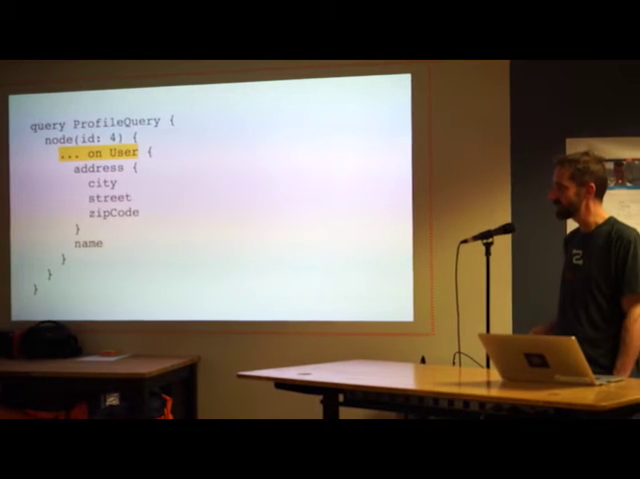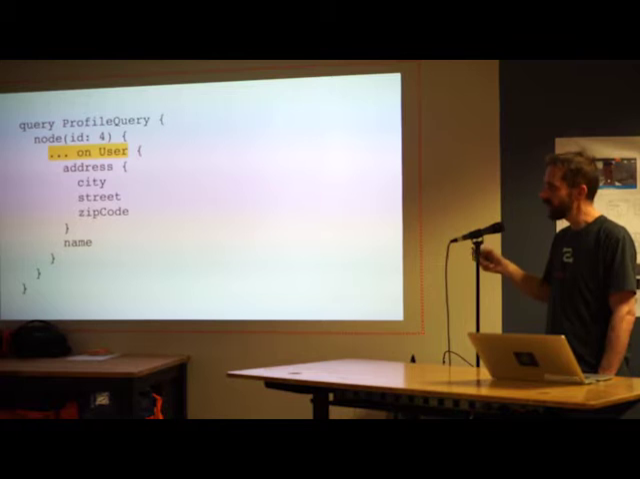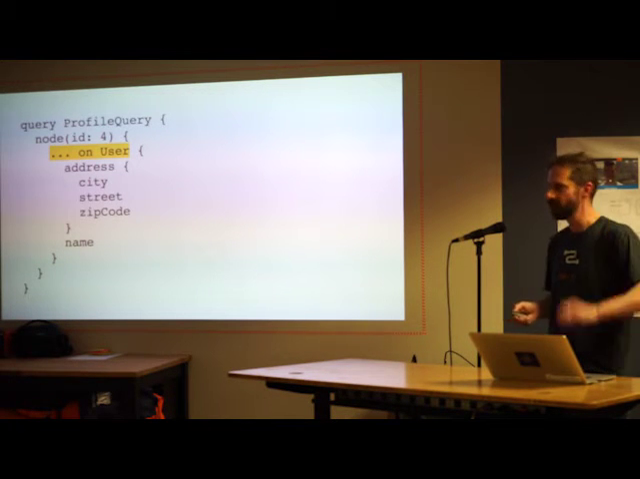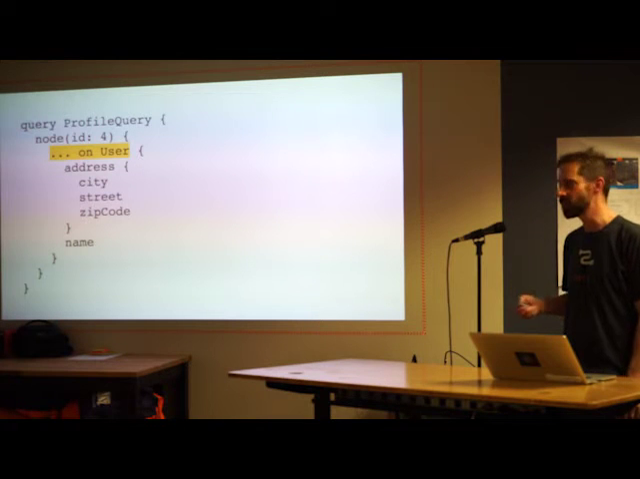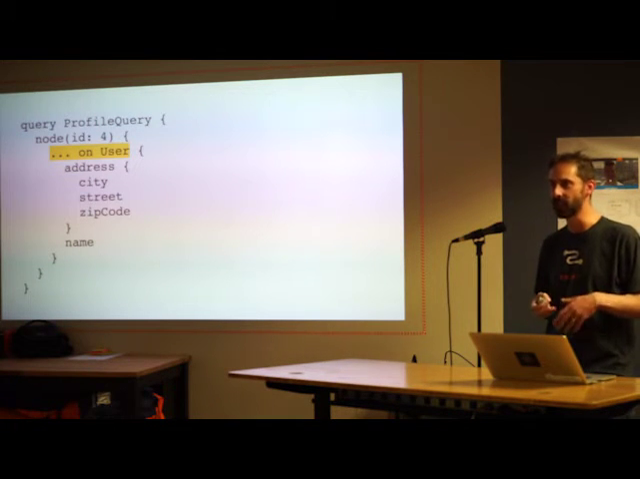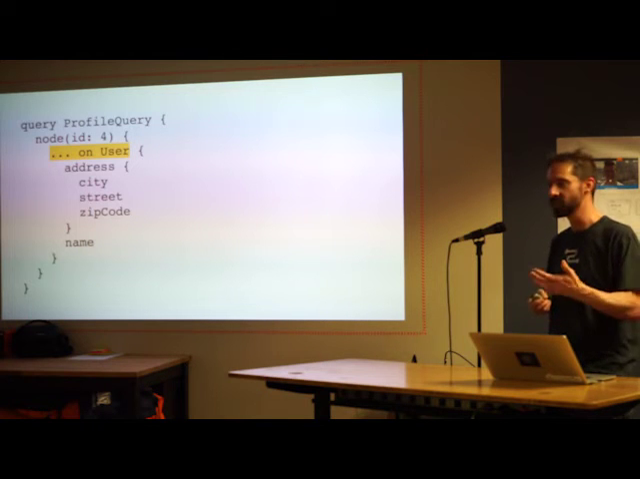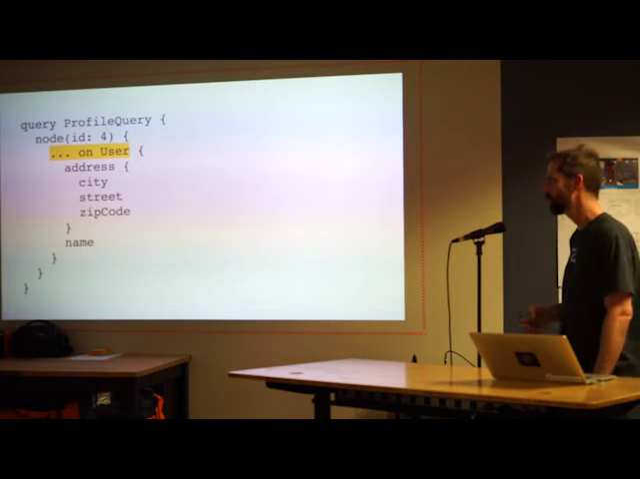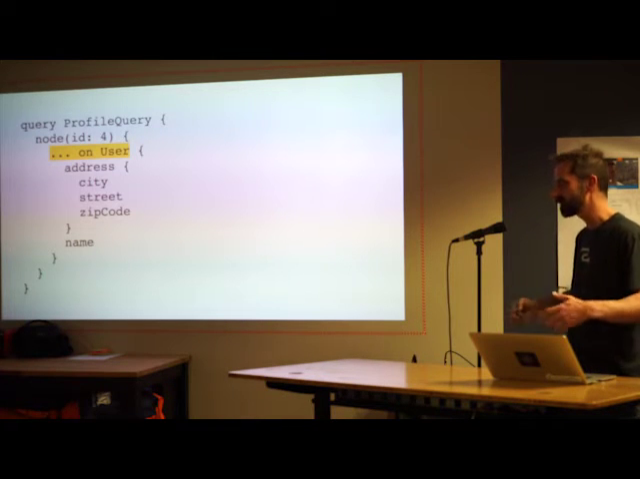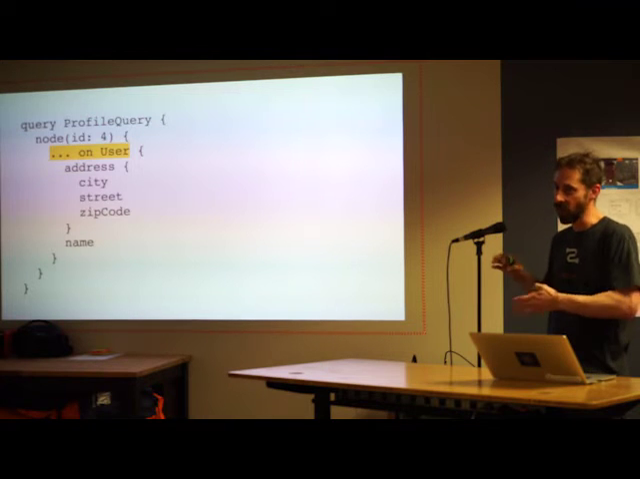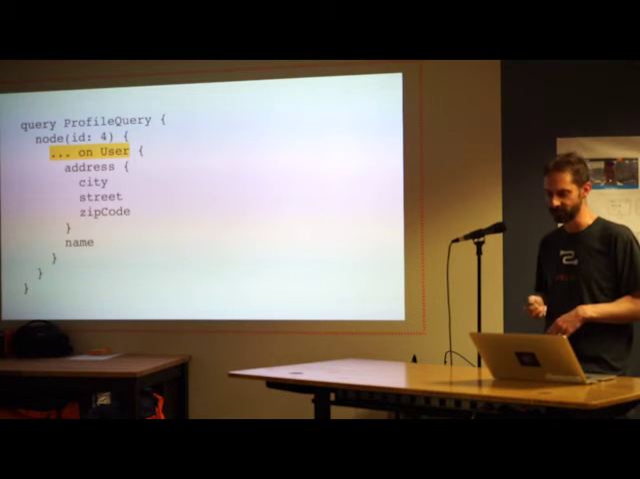Basically what this says is when you're looking at the node identified by the key 4, if that record happens to be a user, then you're going to fetch these fields on it. And you can imagine how our system might have a bunch of things that you could fetch using this node interface. It could be pages, it could be events, it could be cars, accounts, and you'd be able to specifically target types using this notation.